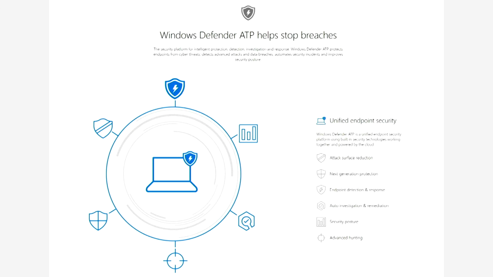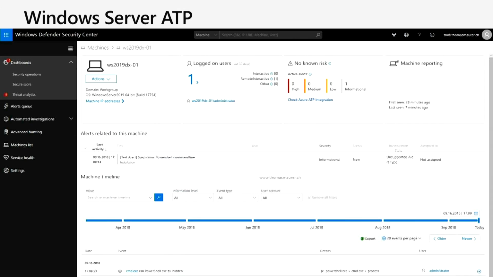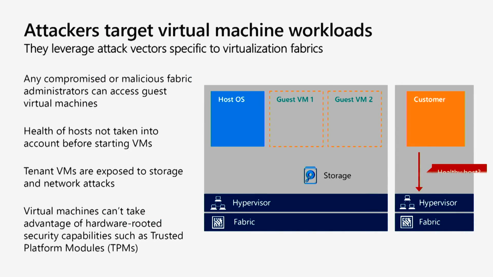So if you're using Windows Defender Advanced Threat Protection, you can now also integrate your Windows Server into that one and get threat analytics and things like that. And the other thing is, if you're running shielded virtual machines, you get some extra capabilities.